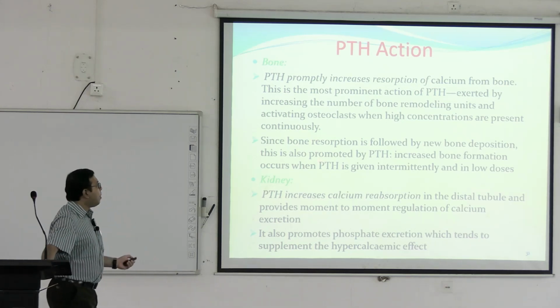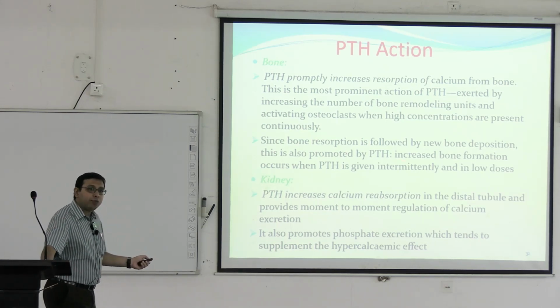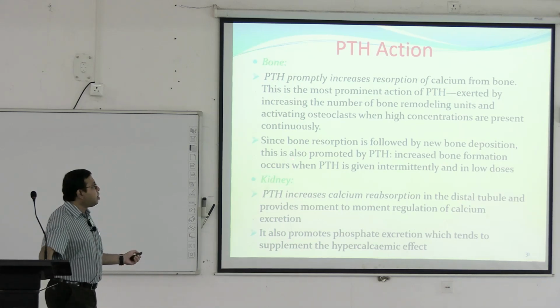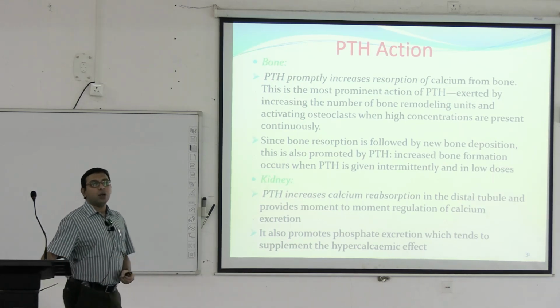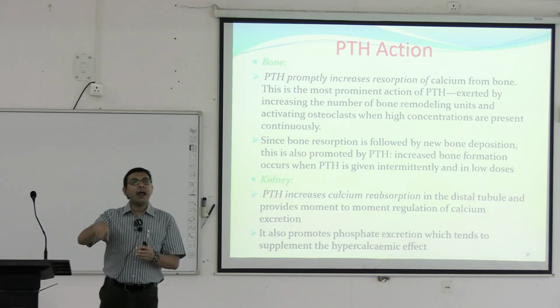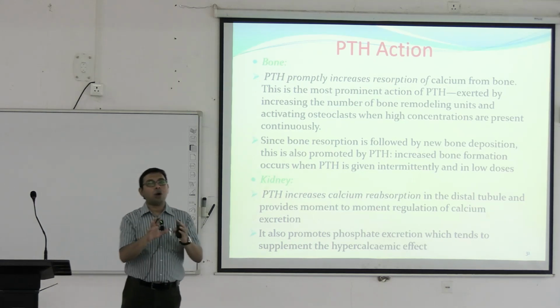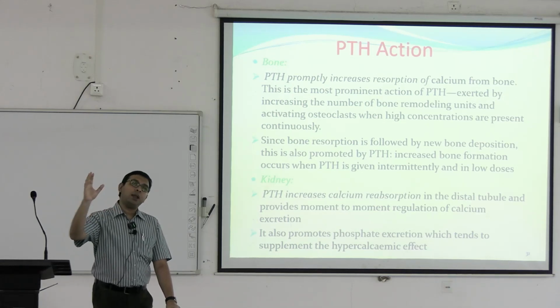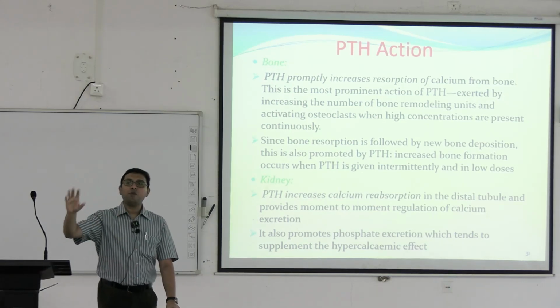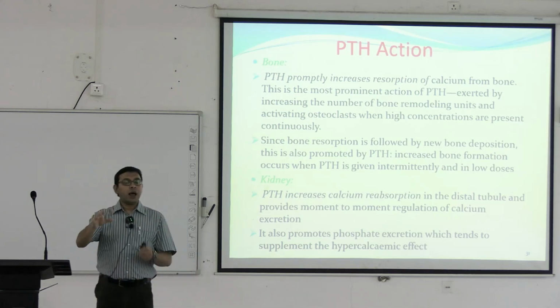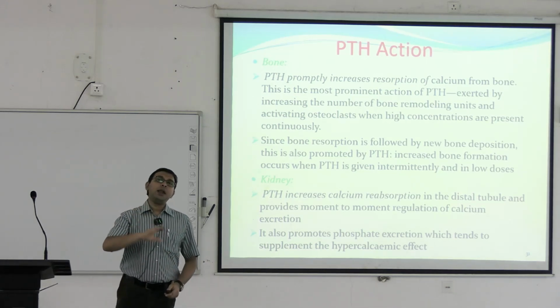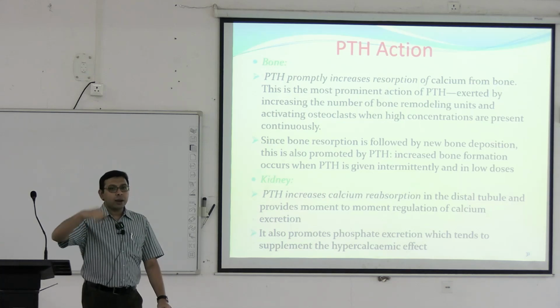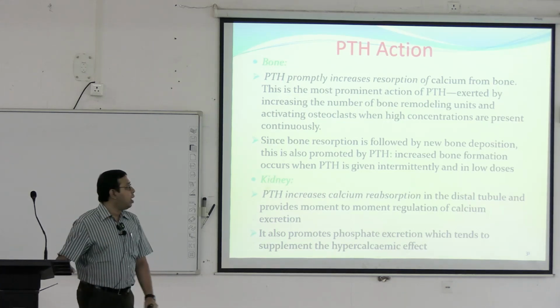Already we have read, since bone resorption is again followed by new bone deposition, this is also promoted by parathyroid hormone. So parathyroid hormone, you can say, indirectly helps in maintaining the normal bone architecture. Because bone resorption does not mean that bone has been destroyed. Bone resorption and bone formation is a cyclic process. When the calcium is less, ultimately that leads to bone resorption, and then again normal bone formation happens.